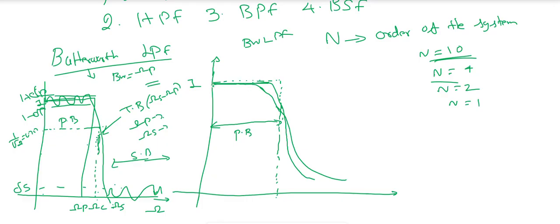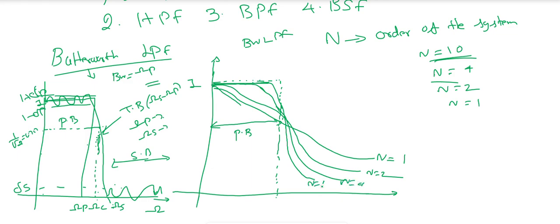Then n is equal to 2. So this is n is equal to 1, n is equal to 2, n is equal to 4, n is equal to 10, for example. So n is equal to 10 will be closer to the ideal one.